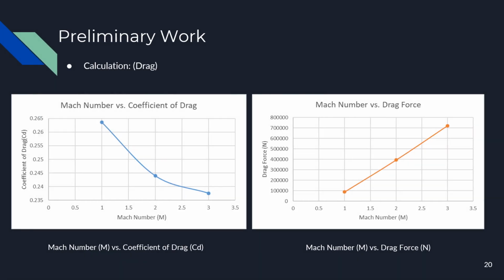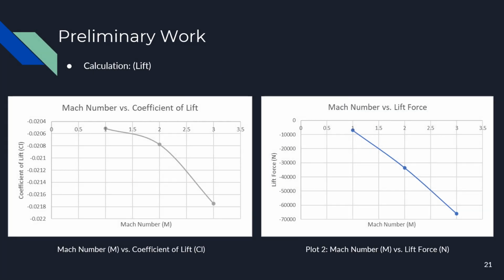Once the forces are calculated, the graphs are plotted. The graph plot on the left is the coefficient of drag for different velocities, and the graph plot on the right shows the drag force experienced at those velocities. In the same way, the graph on the left is the coefficient of lift at different velocities, and the graph on the right is the lift force experienced at those velocities.